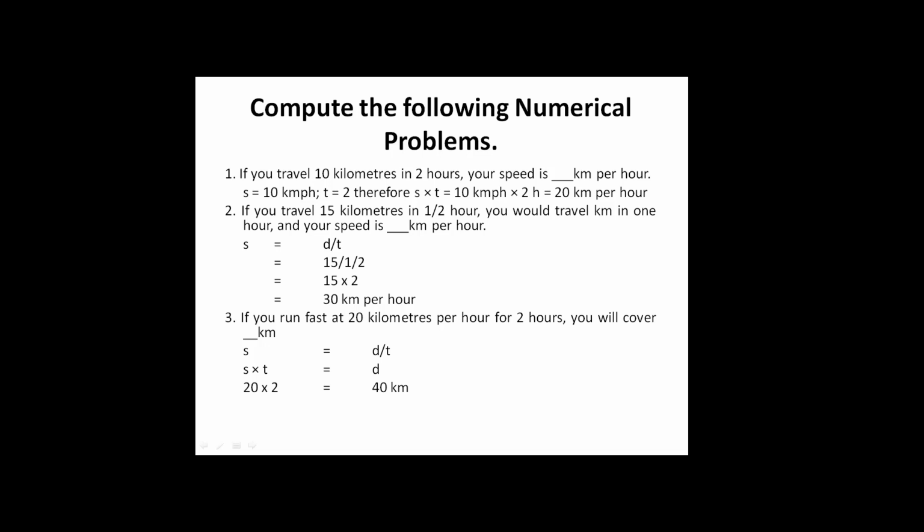If you run fast at 20 kilometers per hour for 2 hours, you will cover dash kilometers. S is equal to d divided by t. S into t is equal to d. 20 into 2 is equal to 40 kilometers. So you will cover 40 kilometers.